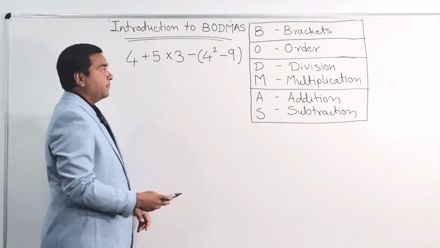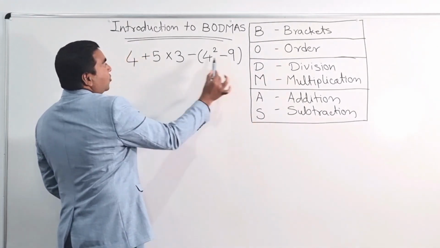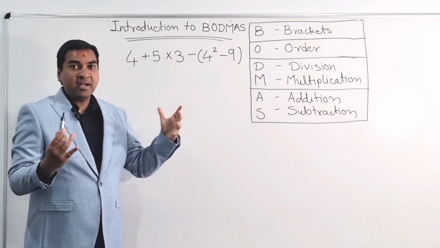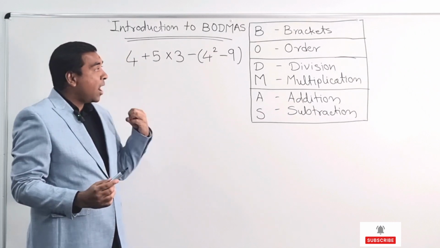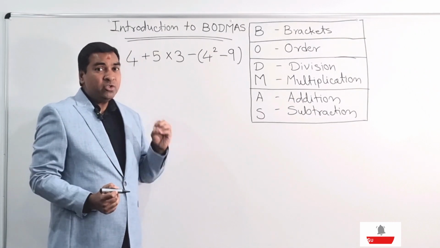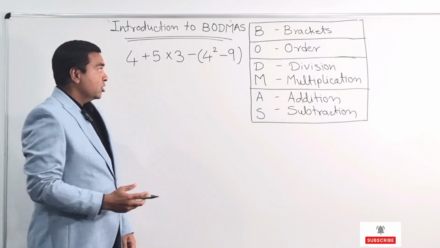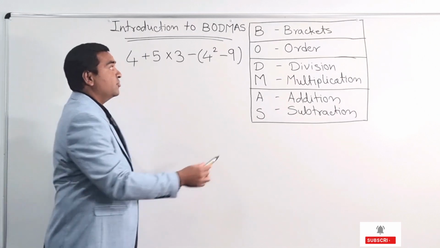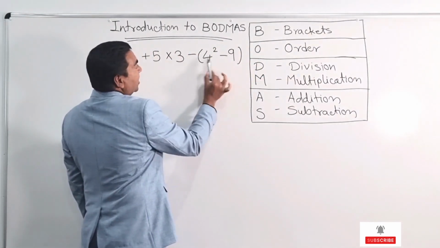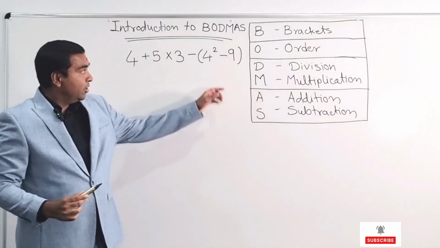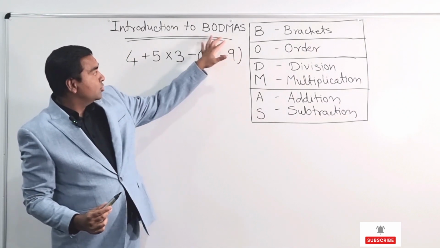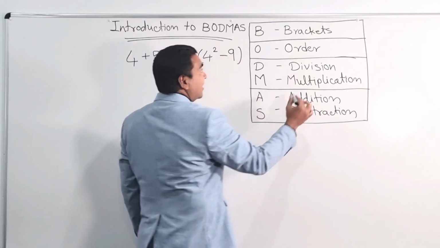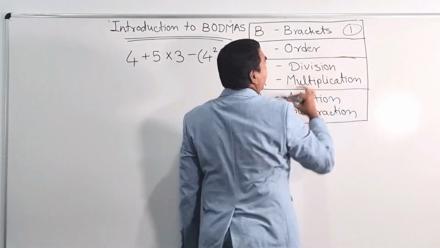So the very first thing is BODMAS. Whenever you are doing multiplication, addition, subtraction, division, and brackets together, you have to prioritize which operation you are going to do first. Out of all operations, number one priority is for the bracket. Whenever there is a bracket involved, you resolve this bracket first. Don't touch any other part, only the bracket. So bracket has got number one priority.